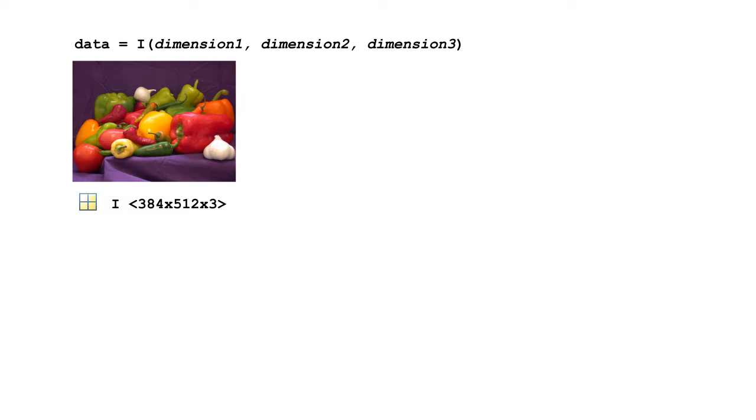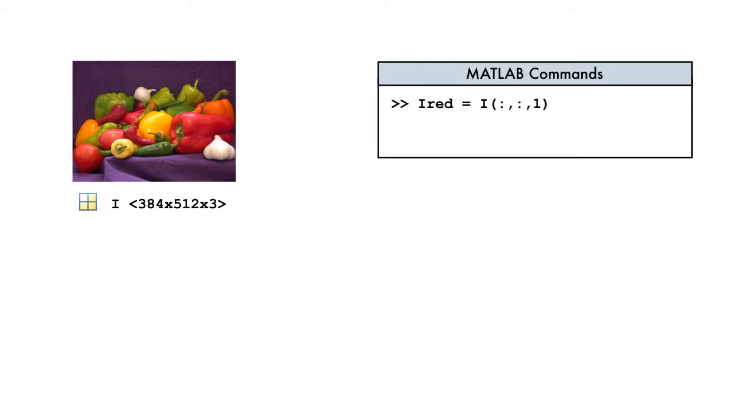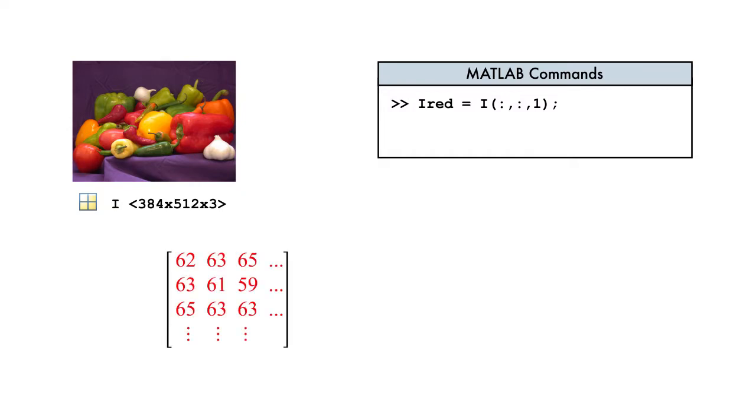Here, the variable I stores the data. Because I has 3 dimensions, we must specify indices for each of them to access data in the image. To extract the red color plane, for example, first we use a colon to represent all the rows and all the columns. Then, as red is the first color plane in the third dimension, we use 1 for the third index. Notice that the result is a 2D matrix representing the red intensity values of the color image, and these values range from 0 to 255.